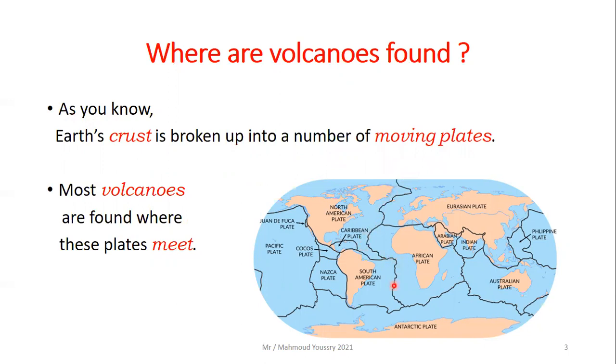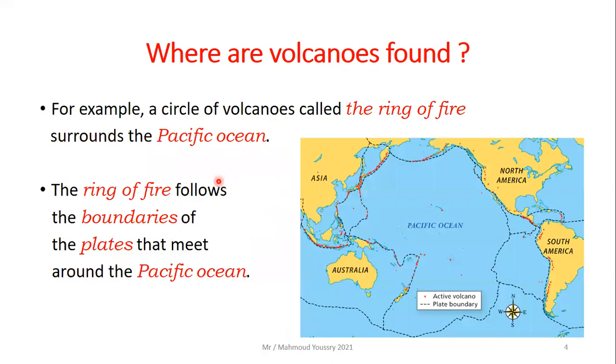Yes, these black lines are the boundaries of the plates that cover the Earth's crust. This is the Earth's crust itself, divided into several plates. Most volcanoes are found where these plates meet, at the boundaries of these plates.